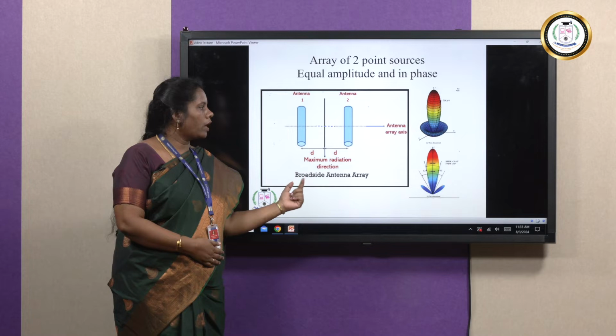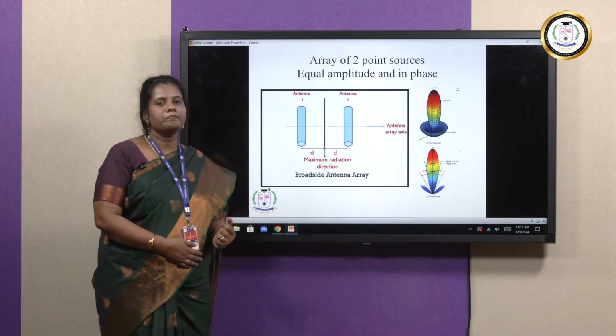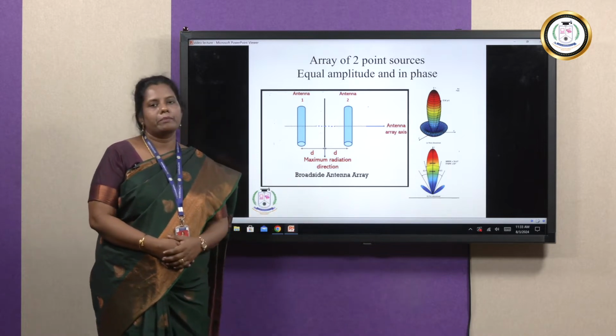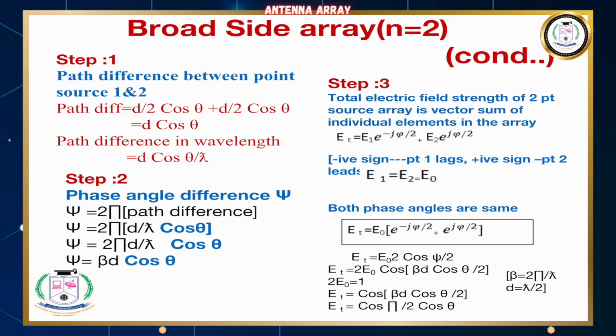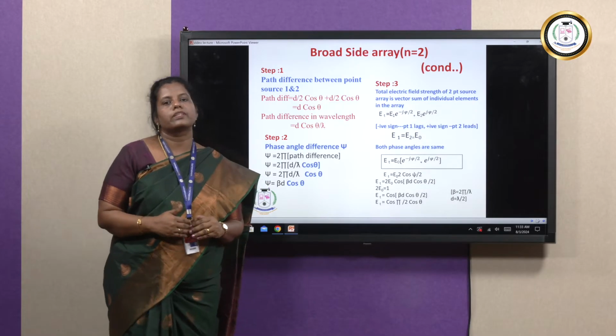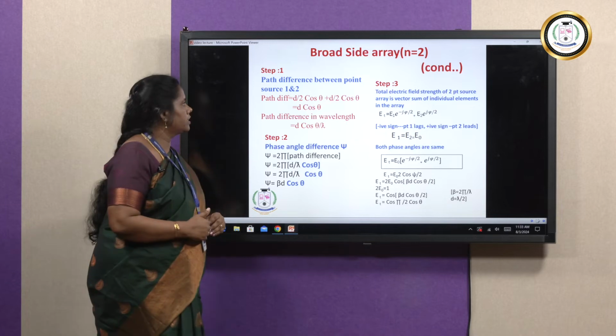So this is two antennas excited simultaneously. The outcome of the radiation pattern will be a bidirectional pattern. Consider 2-point sources having equal amplitude and in phase. The 2 points are separated by a distance d, and the phase angle between the 2-point sources is psi. We are going to see some numerical calculations, and by means of this we are going to find the outcome of 2-point sources with equal amplitude and in phase configuration.